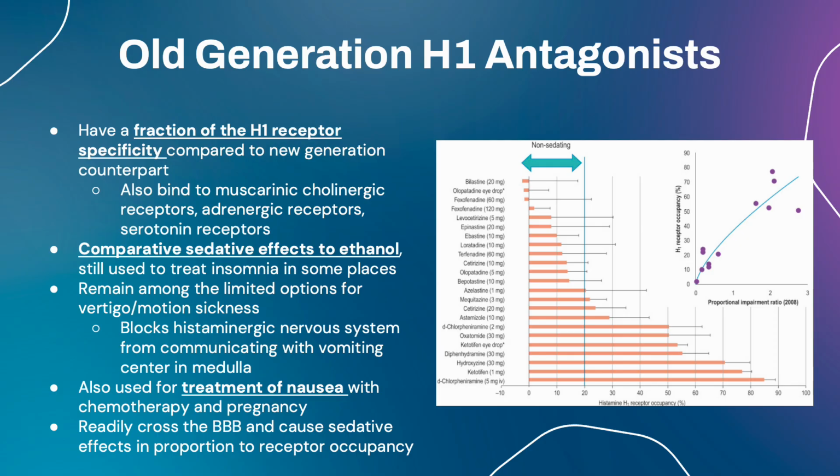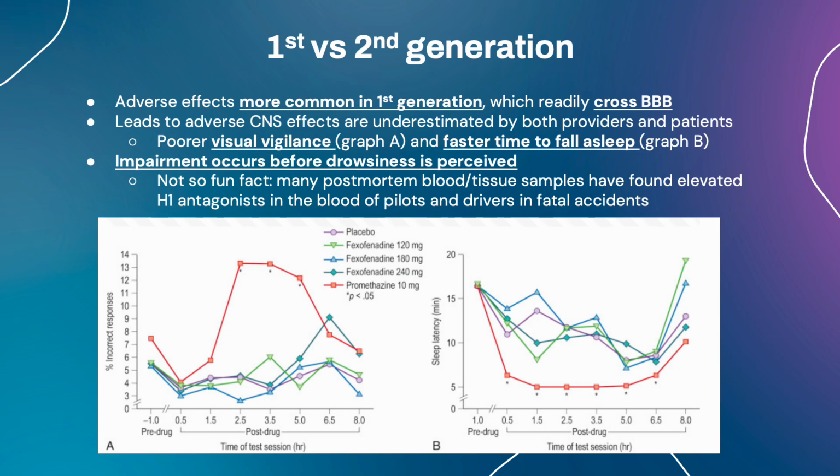these defining features are that they're always going to be able to cross the blood-brain barrier quite liberally and cause these sedative effects in proportion to how many receptors they're occupying. So almost by definition here, the non-sedating antihistamines are going to be the second generation ones, because they don't cross the blood-brain barrier.